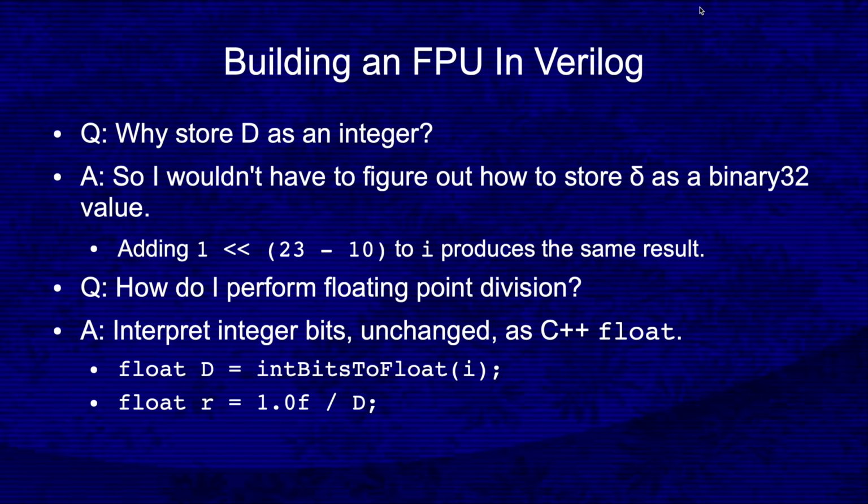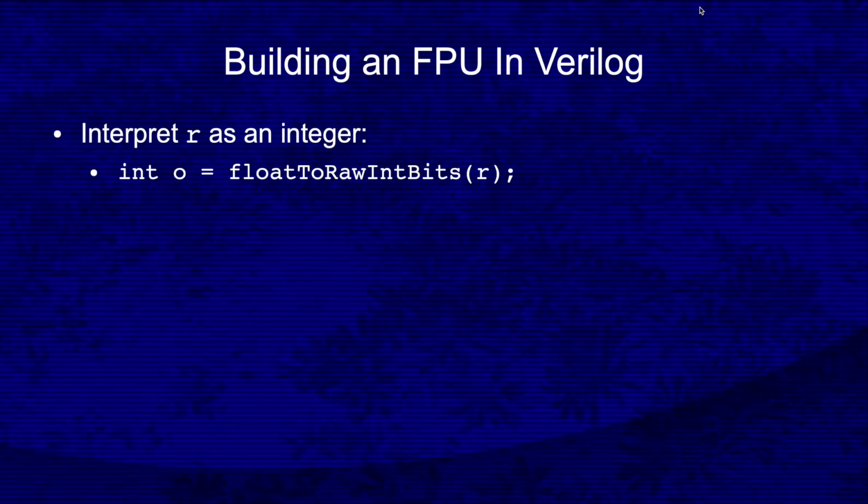Now that I have a floating point value, I can use my computer's floating point hardware to compute the reciprocal for me. The Java function, which interprets 32-bit floating point values as integers, is called floatToRawIntBits. As you might have guessed, I implemented a C++ version of that function too. I used the function floatToRawIntBits to interpret the bits of the reciprocal as an integer.